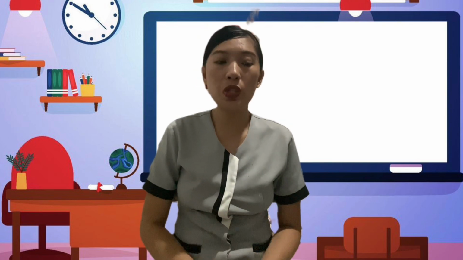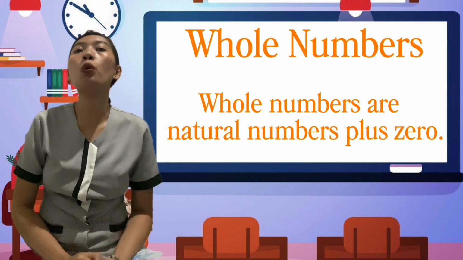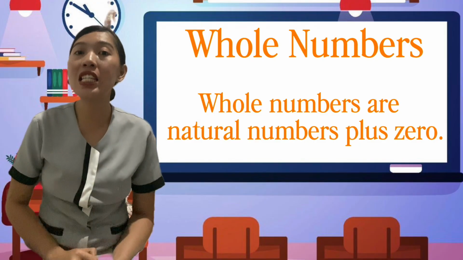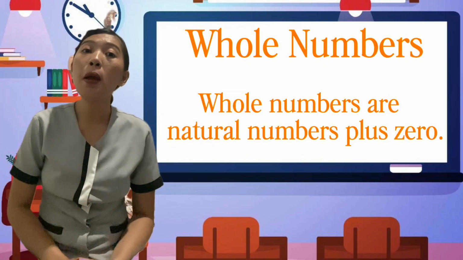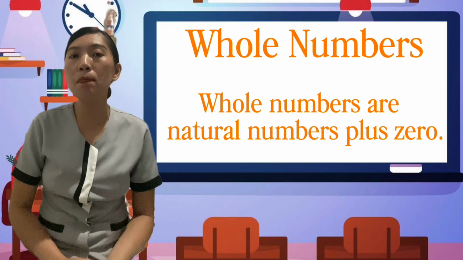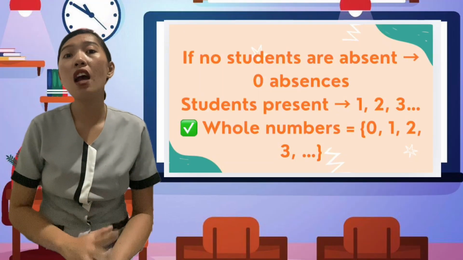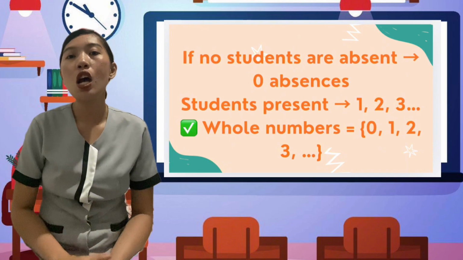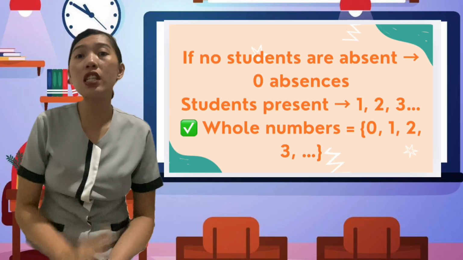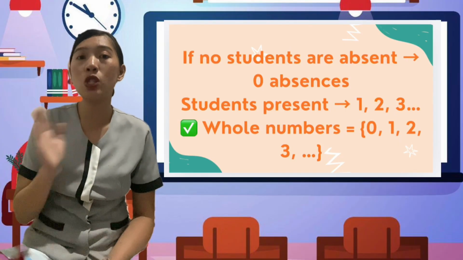Now think of it. Anytime you answer how many, you are using natural numbers. Now let's move on to whole numbers. Whole numbers are natural numbers plus 0. 0 is included because it represents having nothing, but it's still counted. Examples: if no students are absent, there are 0 absences. Students present: 1, 2, 3. So whole numbers are 0, 1, 2, 3, and so on.